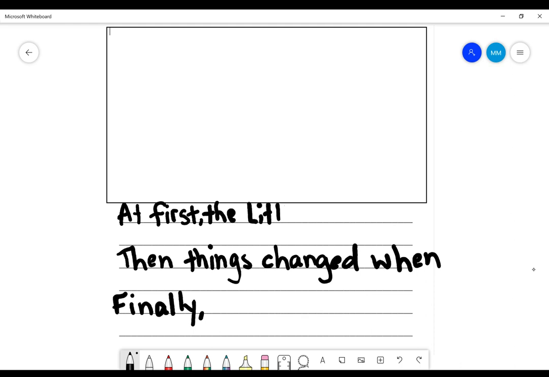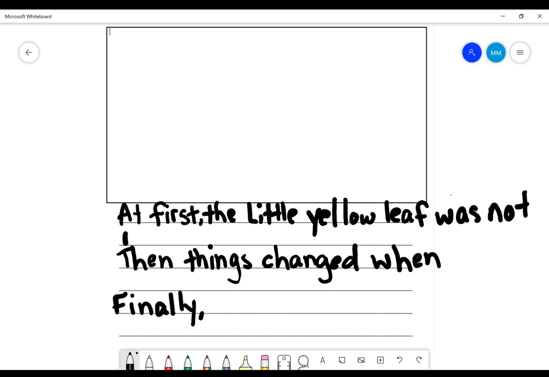little yellow leaf. Ooh, little yellow leaf. And I'm going to go a little bit off of here. Did not, or let's say was not, because he was not. And here's where I introduce the problem, right? Was not ready to leave. What was my setting? Where was the little yellow leaf? The oak tree. The oak tree.